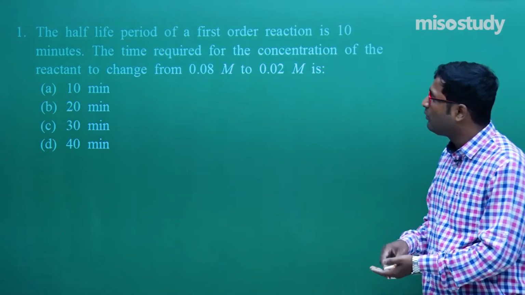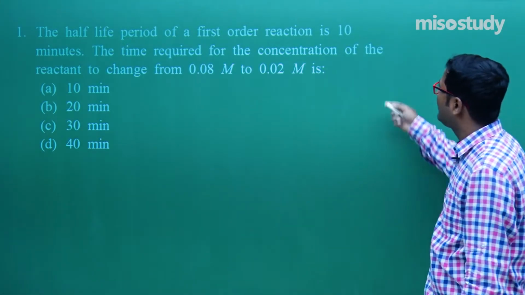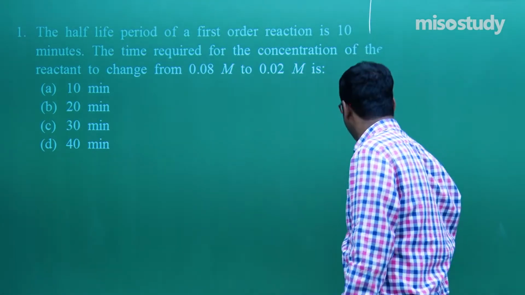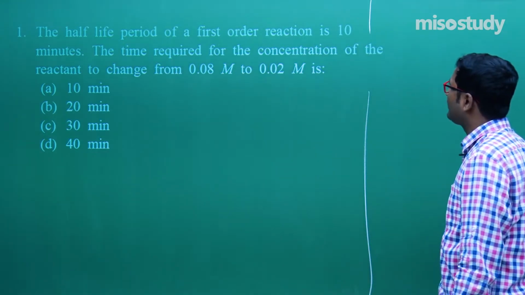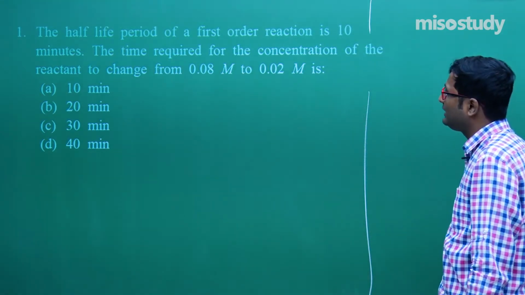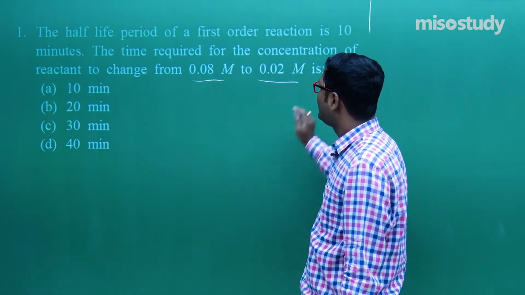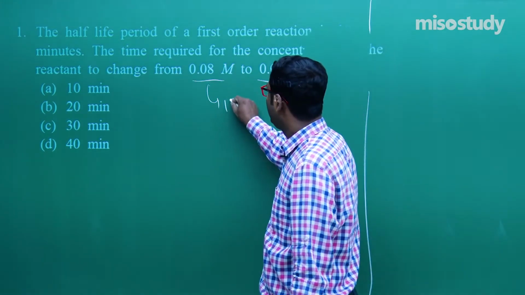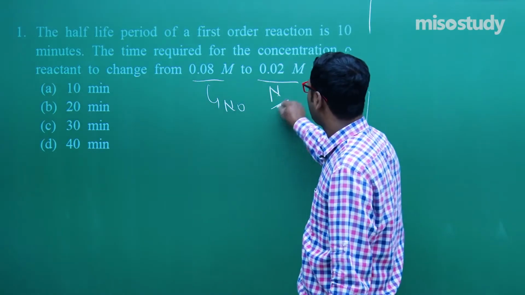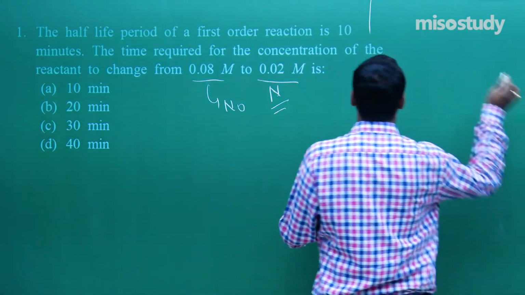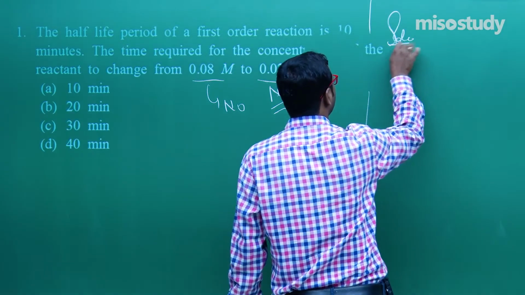The question number 1. The half-life period of a first order reaction is 10 minutes. The time required for the concentration of the reactant to change from 0.08 to 0.02. That is the value of N0 and this one is the value of N. Now how to solve the question? Check it out what I'm telling, friend.